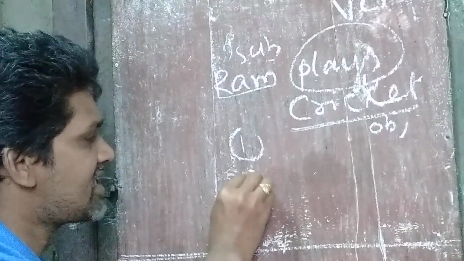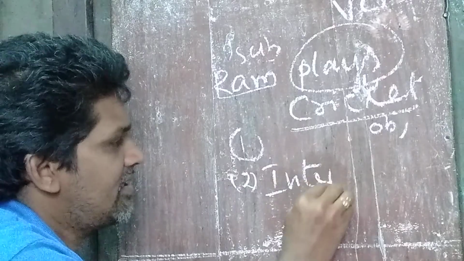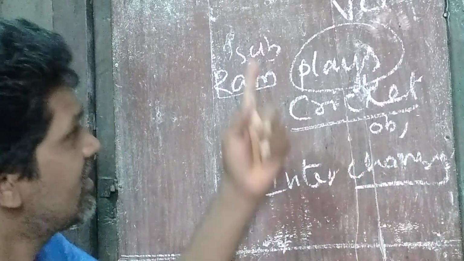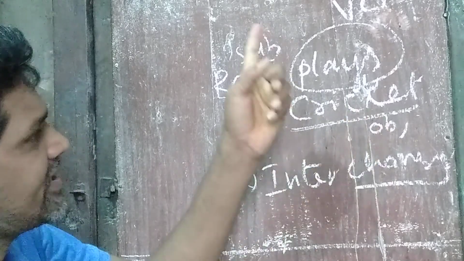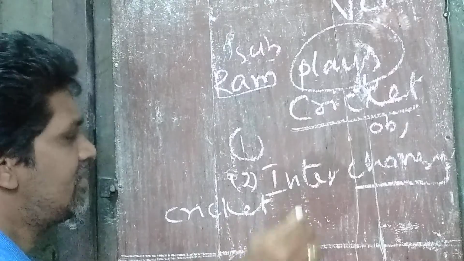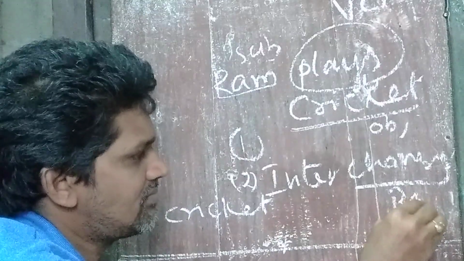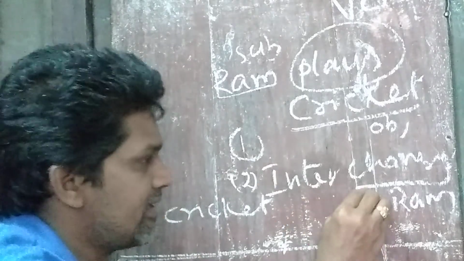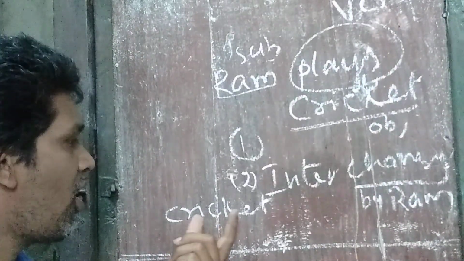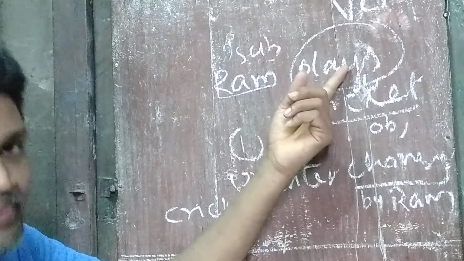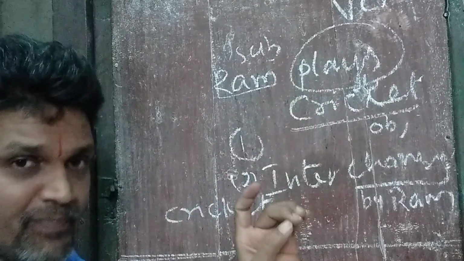And what is the second step? Interchanging subject and object, and object in place of subject. So cricket, Ram. Before the object we should write by, and now comes the verb, that is play. Play is in simple present tense.